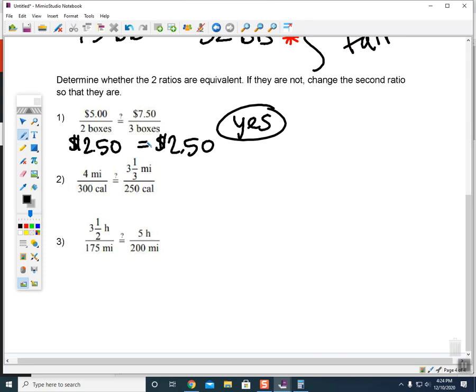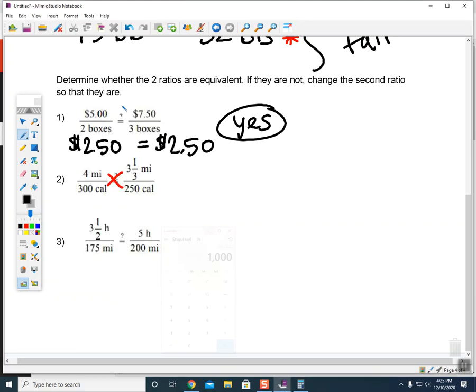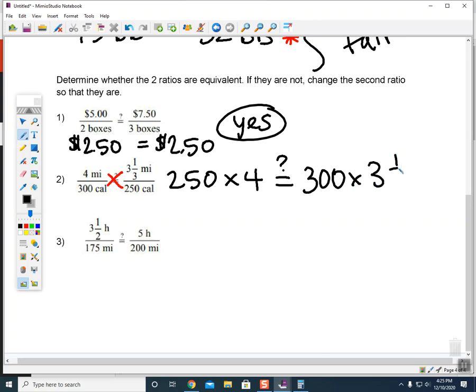They are equivalent. Okay? For the next one, let's go ahead and do cross products for this one. So $2.50 times 4 should just be 1,000. I'm just going to double check and make sure. Yep. So I'm going to have $2.50 times 4. Well, let's just write the whole thing up. $2.50 times 4. I want to know, is that equal to 300 times 3 1/3? Well, I just figured out that this was 1,000.